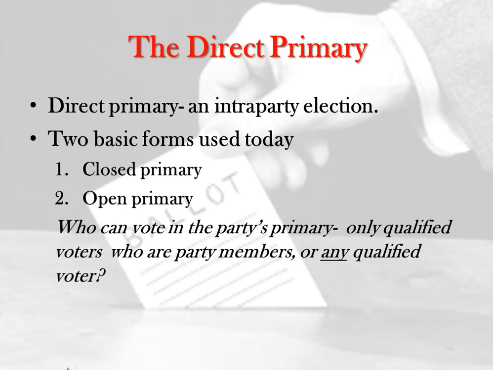Two basic forms of the direct primary are in use today: 1. The closed primary, and 2. The open primary. The major difference between the two lies in the answer to the question, who can vote in the party's primary? Only qualified voters who are party members, or any qualified voter?